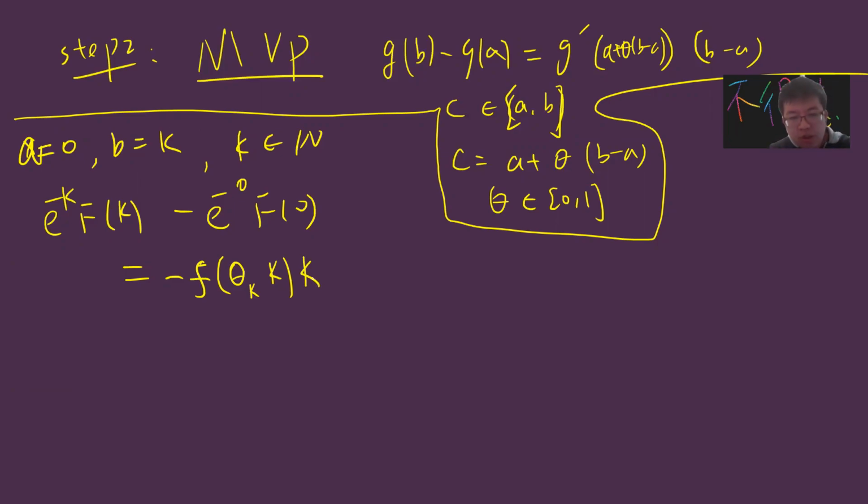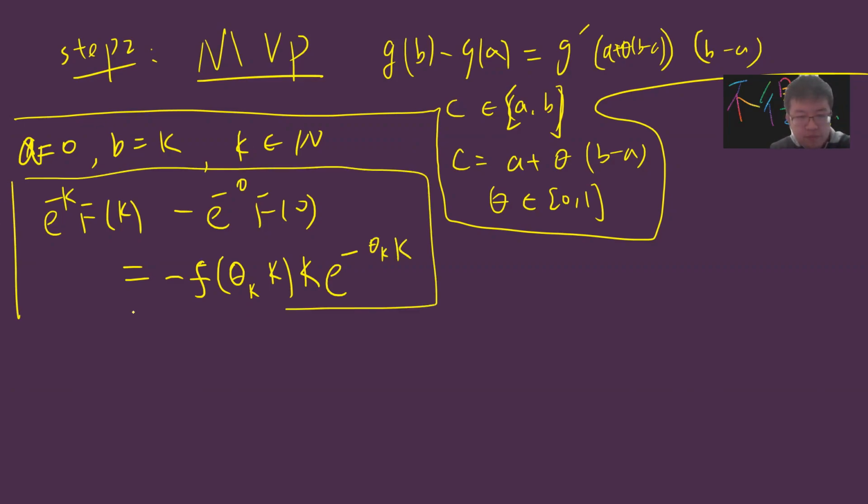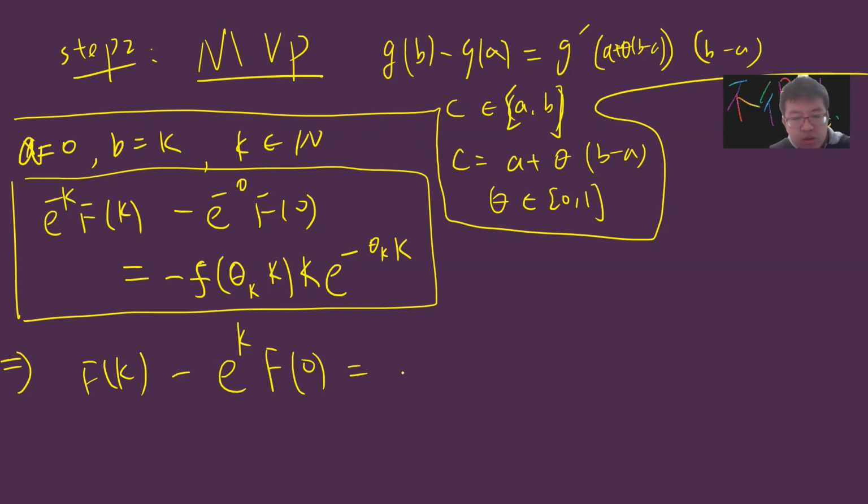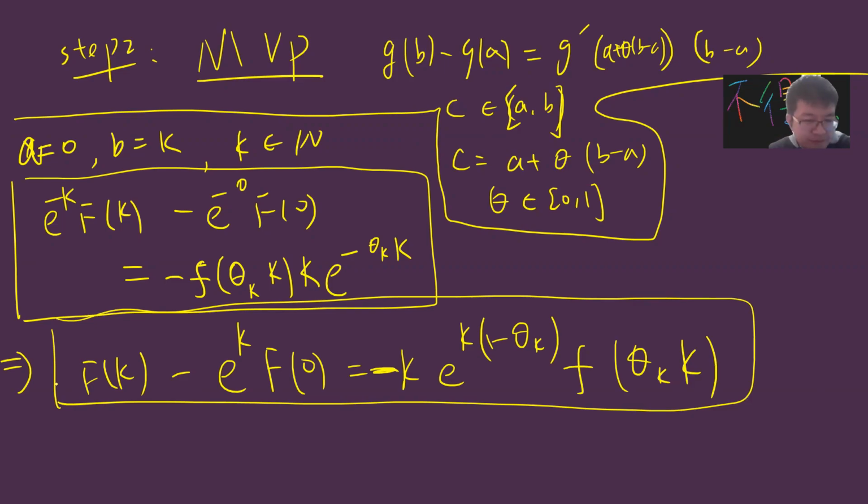There's a k here, because this is k minus 0, and then there's also the exponential derivative, so exponential negative theta k. Okay, so we got this. Which gives us f of k minus exponential k f of 0 equals minus k exponential k (1 minus theta k) f of theta k. Okay. So remember this equation. Let's write it down.